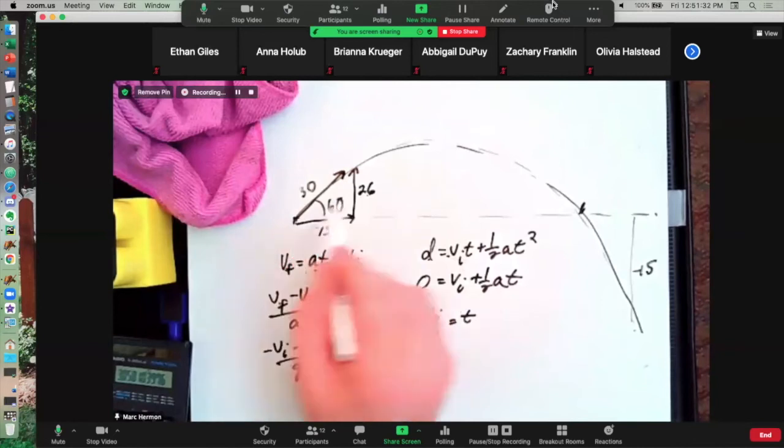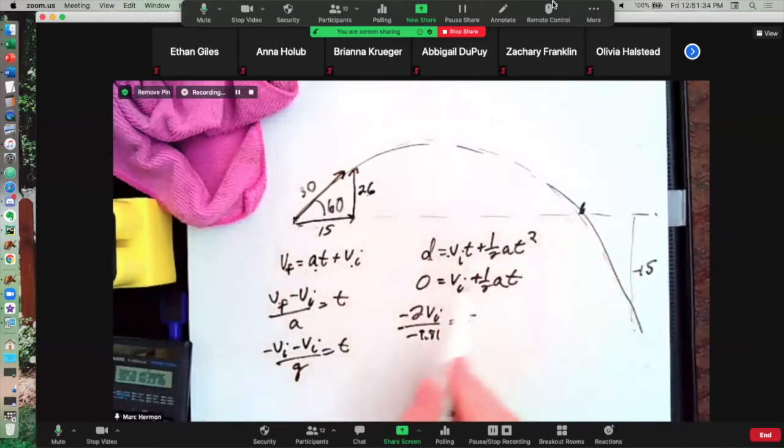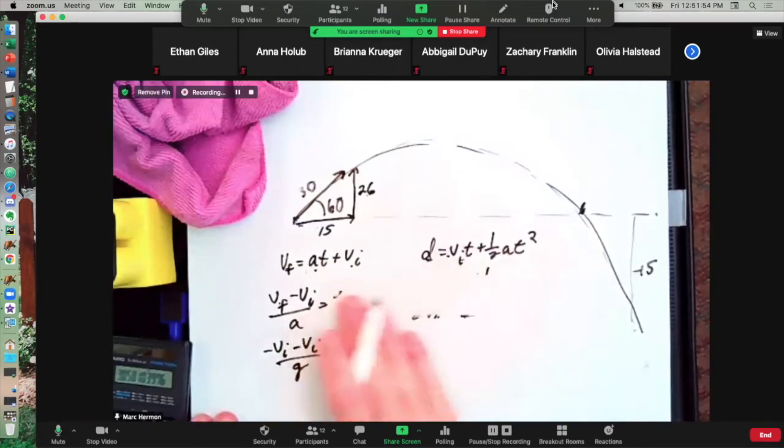But if I'm not shooting and landing on the same plane, I can't put a 0 in for D. I've got to put a negative 15 in for D, right? And that makes this problem not fun, because it's a quadratic now, and you have to solve your quadratic for time, okay? Now, you don't have to do that. I'm going to show you why you don't have to do that. Some of you have figured this out already, I think.